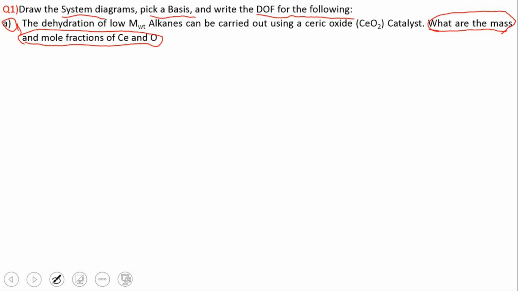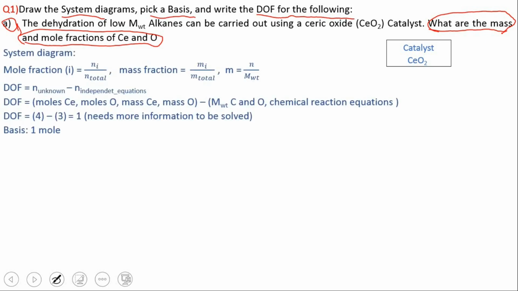So let's first draw the system diagram. The system diagram is very easy. We will put a block to represent the system, and the system is just a catalyst containing cerium and 2 atoms of oxygen. So the second part is to pick a basis.